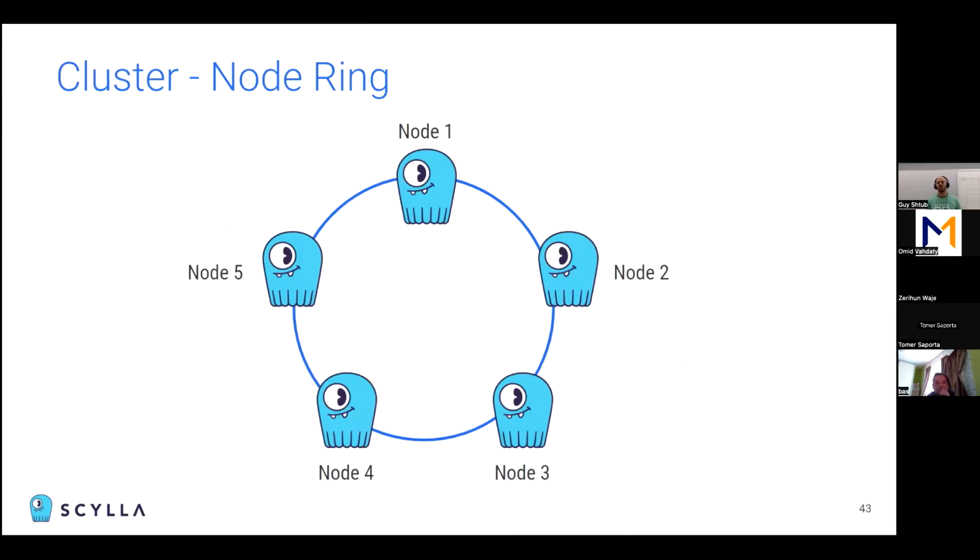Multiple nodes work together in something called a cluster. In production, we typically have 3 nodes or more. Sometimes it can go all the way to hundreds of nodes. And we think about it as a node ring. And as I've said, data is replicated to the different nodes on the cluster.